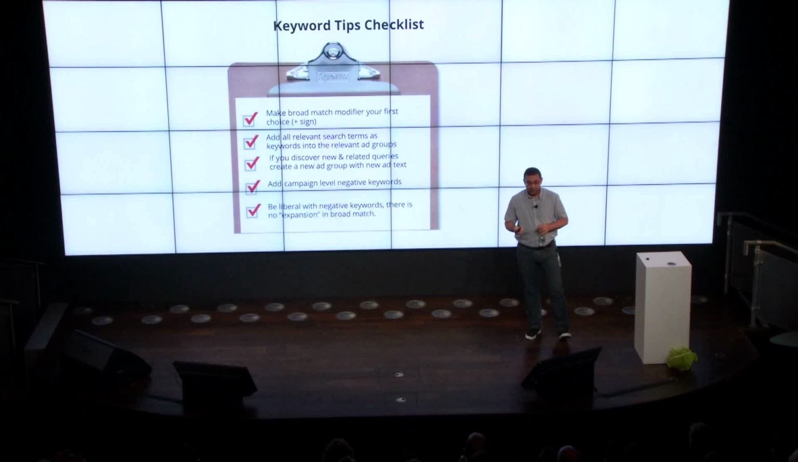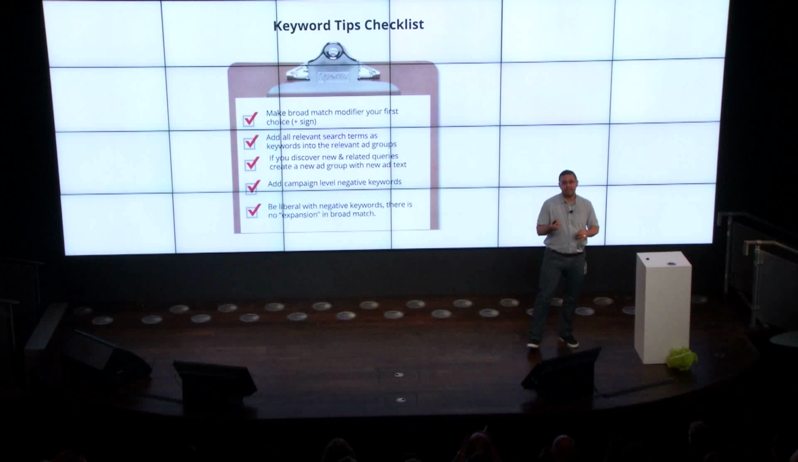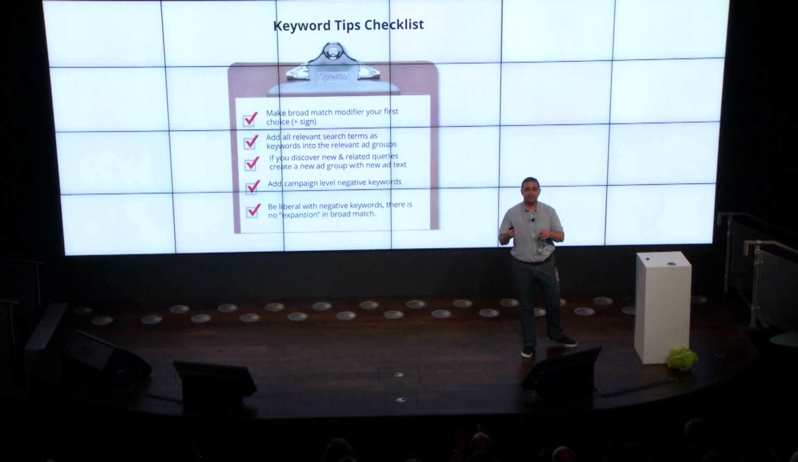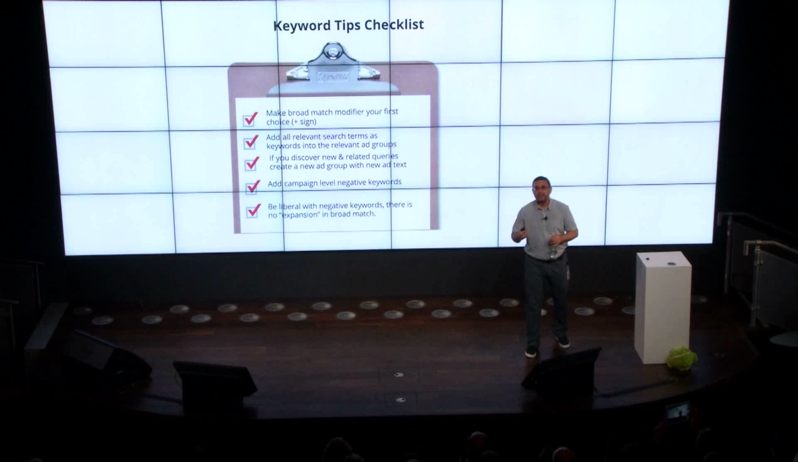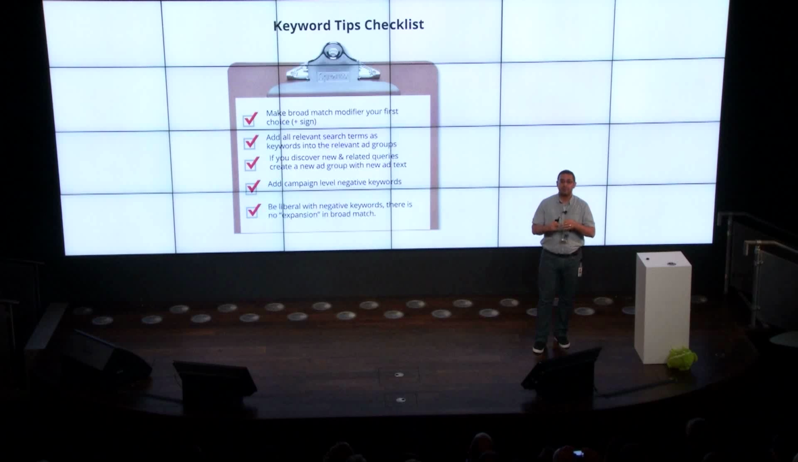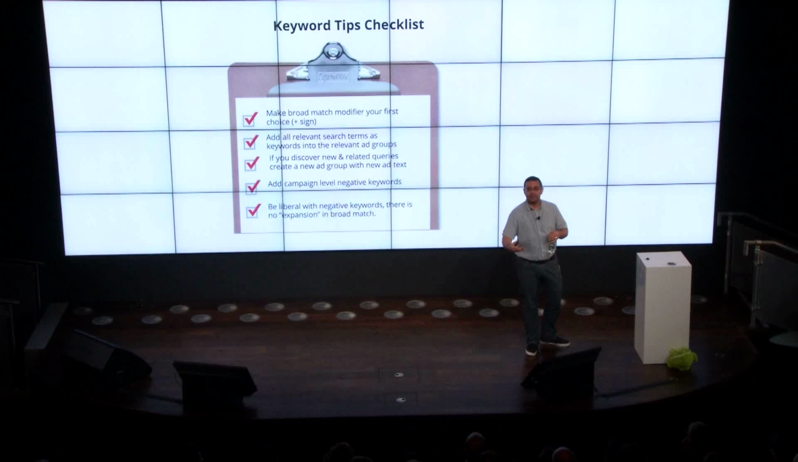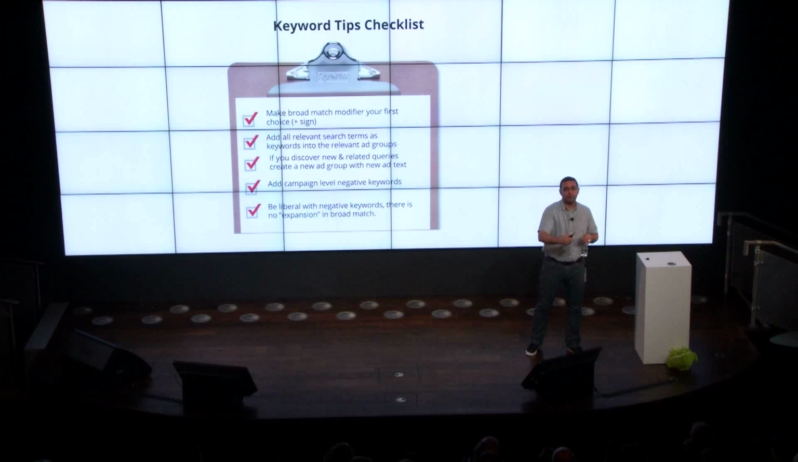Be liberal with negative keywords. We don't have expansion, the feature I mentioned, expanded broad match, in negative keywords. So imagine you don't want to appear on game-related search terms. Then you need to add game, games, gaming, gamer, all that sort of variations in negative keywords, even though it's broad match. If you only add game as a negative keyword, your ad might be shown on a games search term. For that, you need to add the variations as well.